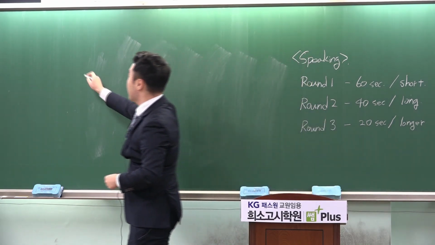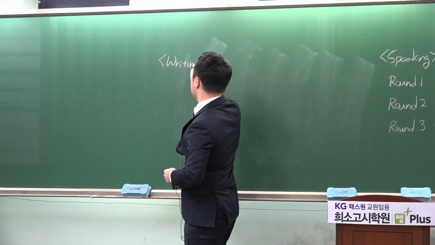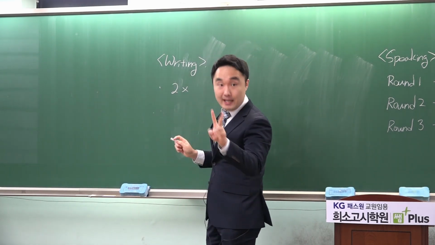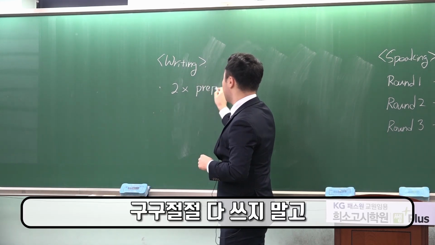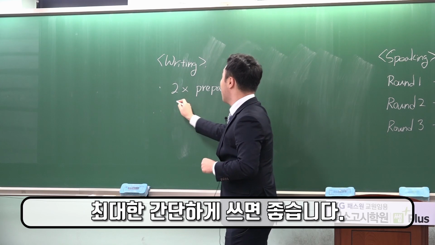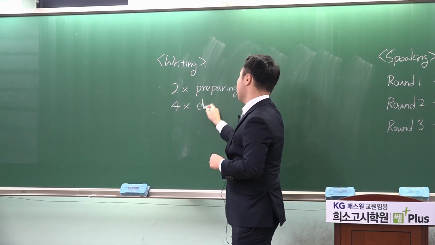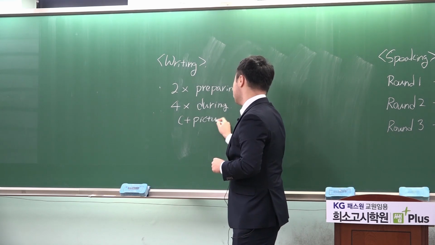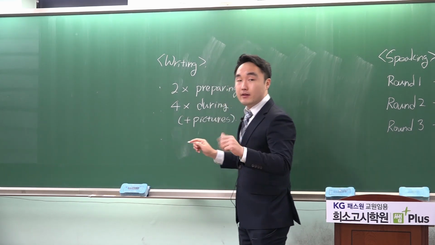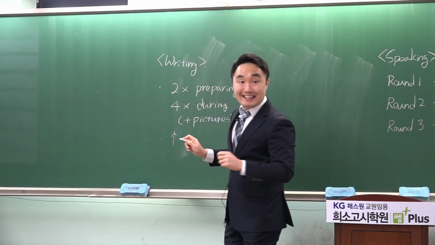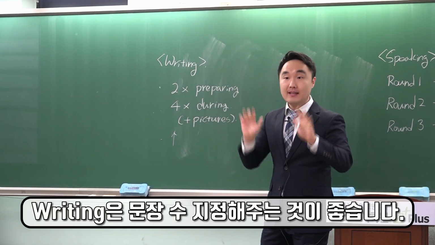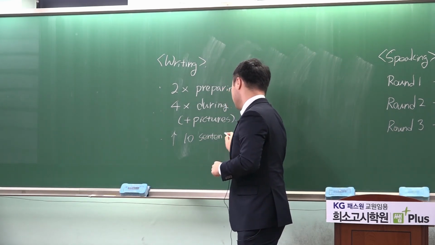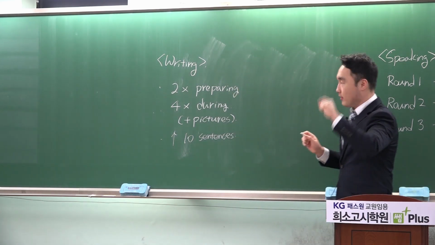So here's your guideline for your writing. I want you to make two tips for preparing for an earthquake, and 4 tips for during an earthquake. And please add some pictures, okay? And the other guideline is that I want you to write at least 10 sentences. How many sentences? Yes, 10 sentences. Okay?